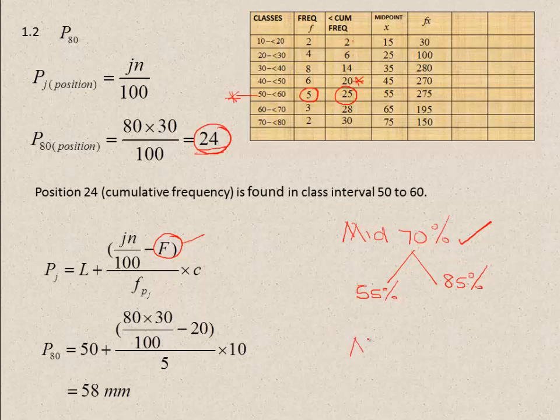Likewise, guys, if they have to ask you for the mid 90%, which two percentiles will you work with? It's 10 away from 100. Half of 10 is 5. I work with the 95 and I work with the 5.